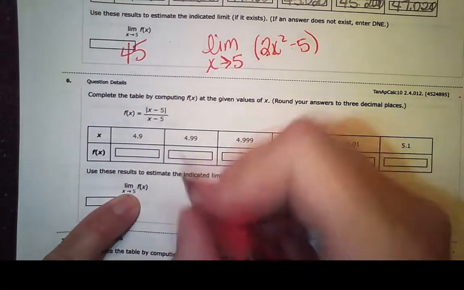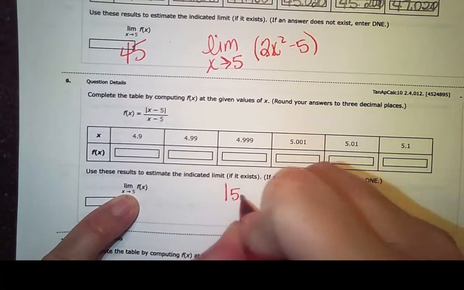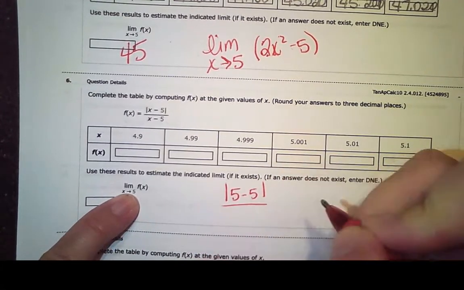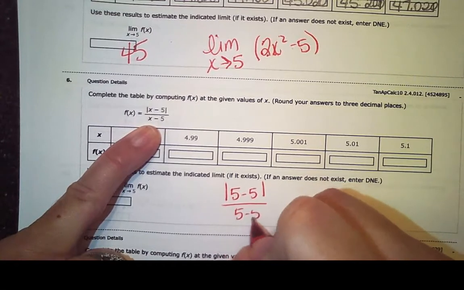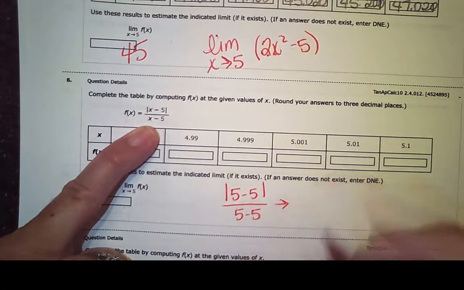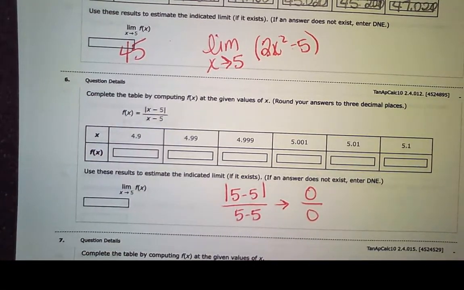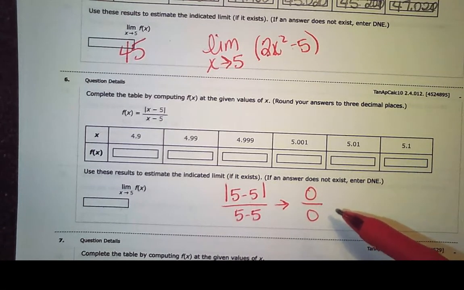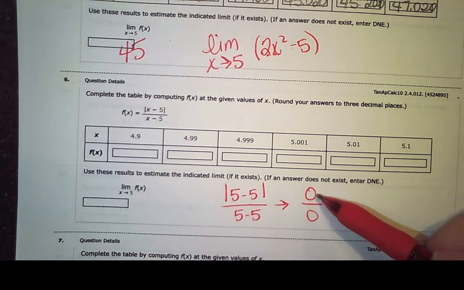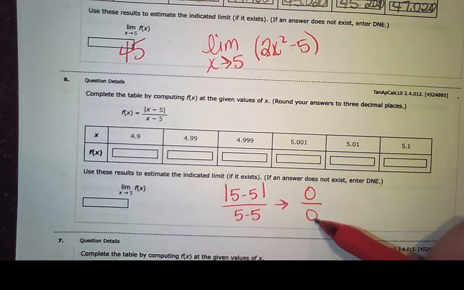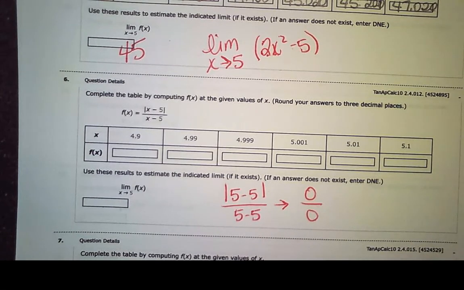If I shove in a 5, that means I've got the absolute value of 5 minus 5 over 5 minus 5. Well, what's 5 minus 5? It's 0 over 0. So this is a moment for congratulations because you have never seen this format before. You've always seen 0 over any other number, or any other number over 0. But you have never divided 0 by 0. You've never done 0 divided by 0 until this very moment in time.